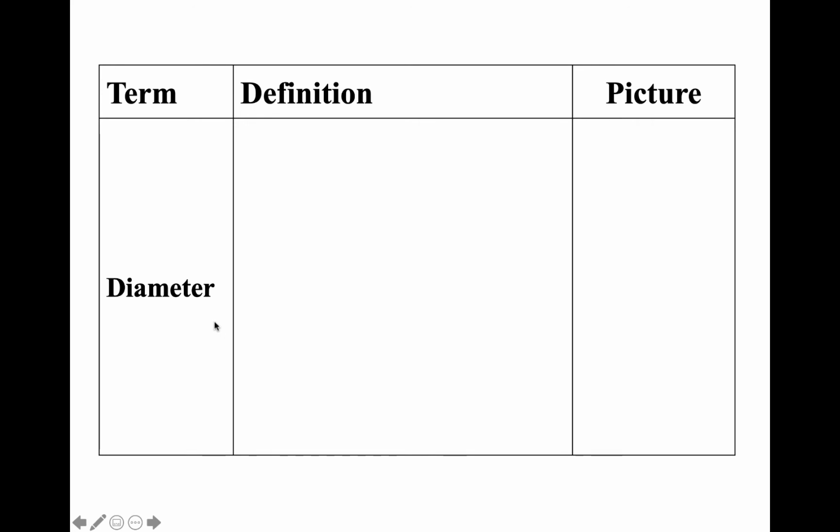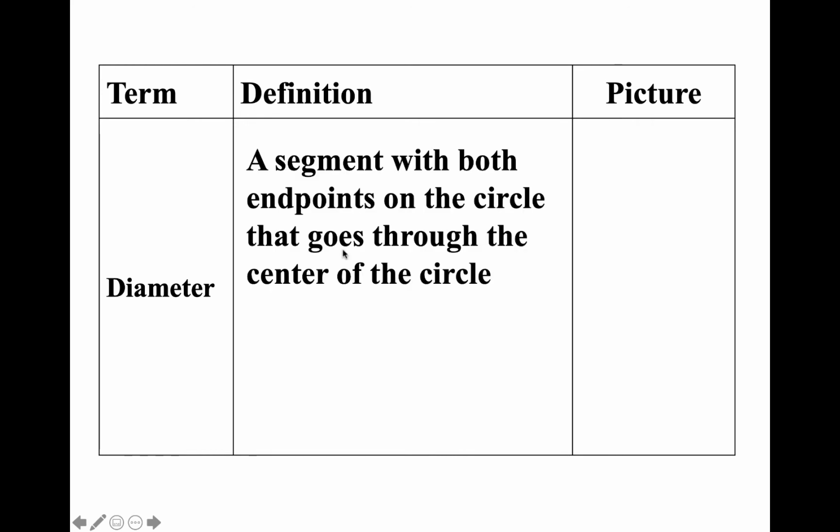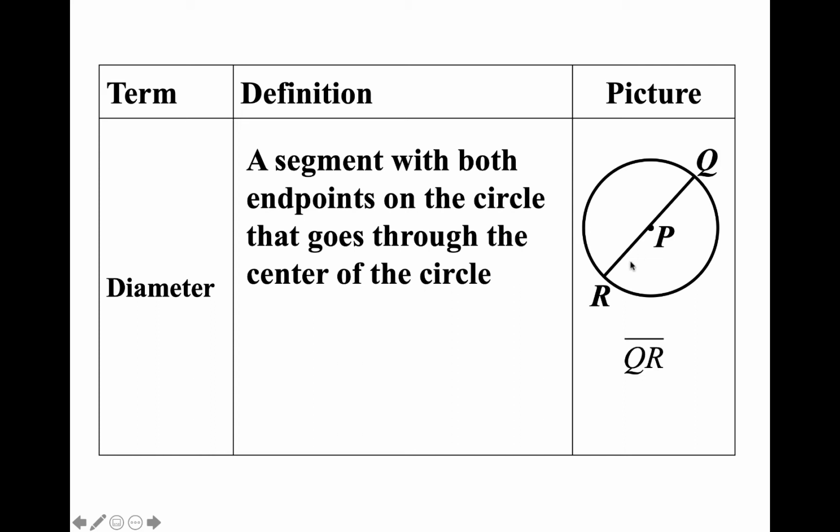The diameter of a circle is a segment with both endpoints on the circle that goes through the center of the circle. So notice by definition, a diameter is a chord because it's got endpoints on the circle. It's more special than a chord because it has to go through the center of the circle. So notice the endpoints are on the circle, but it goes through the center, therefore it's called a diameter. So this segment would be called segment QR or RQ.